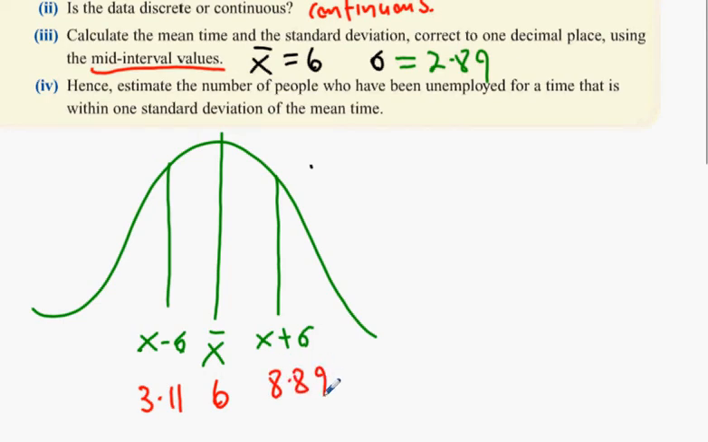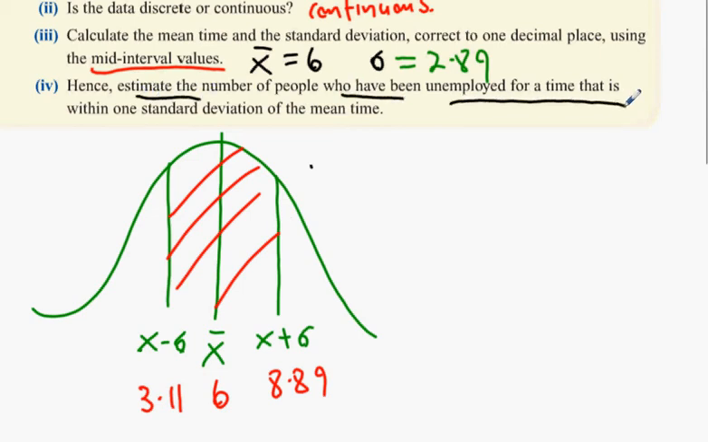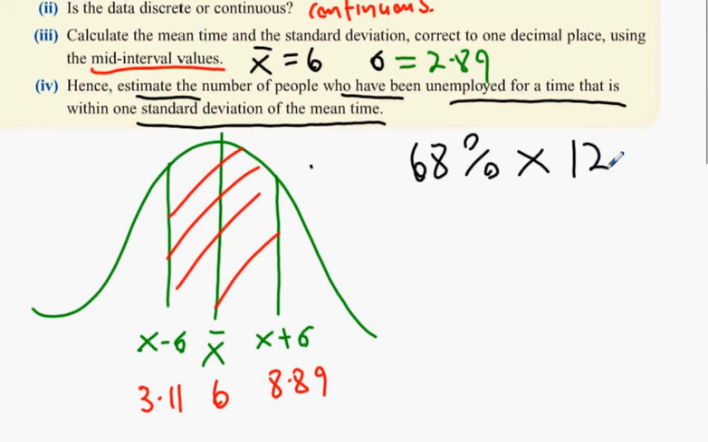Question I'm going to ask you guys is how much of the population is stuck within 1 standard deviation either side? 68% of all people. So what it's asking us in a roundabout way is estimate the number of people who have been unemployed for a time that is within 1 standard deviation of the mean time. It wants 68% of the population. If that said 2 standard deviations within the mean time, it'd be 95. Okay? So you got to multiply 68% by what number? How many people did we have in total? So it's 68% of 120.